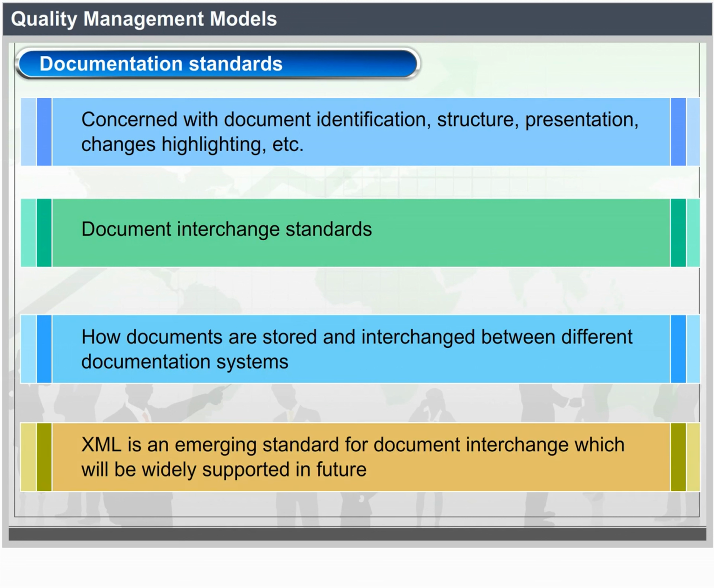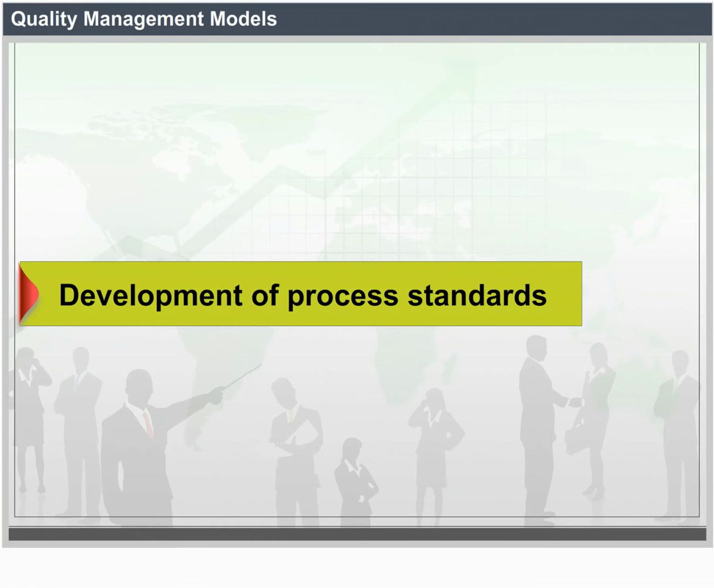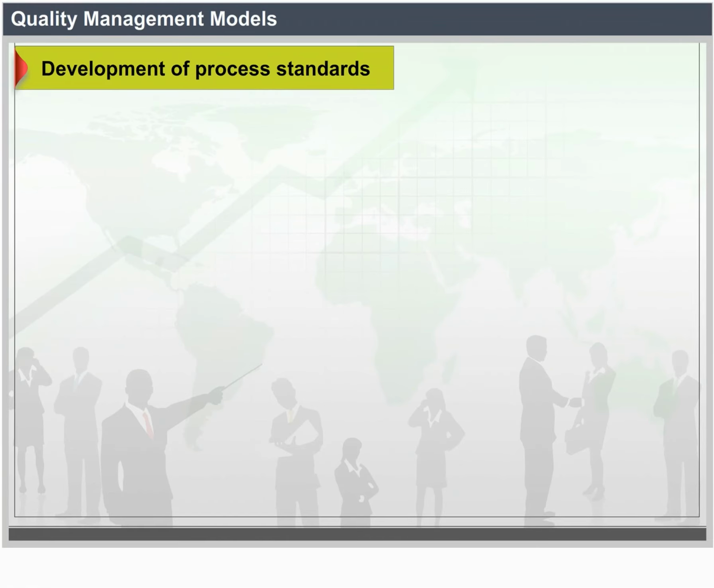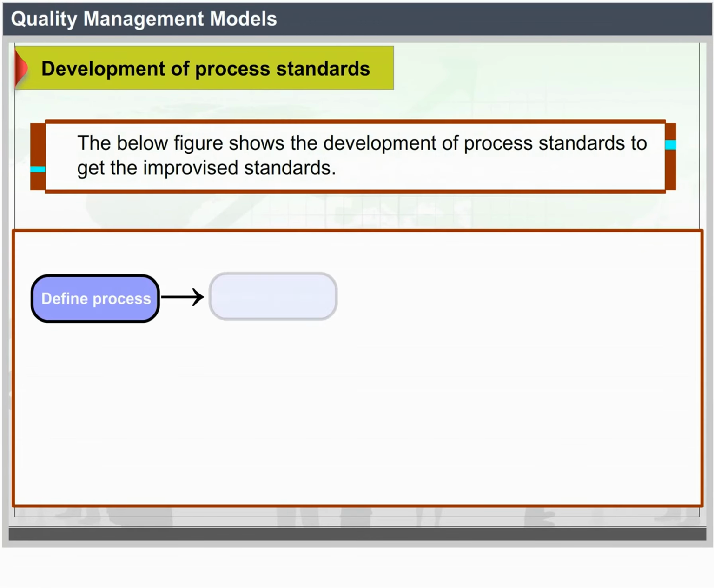XML is an emerging standard for document interchange which will be widely supported in future. Development of process standards. The accompanying figure shows the development of process standards to get the improvised standards.